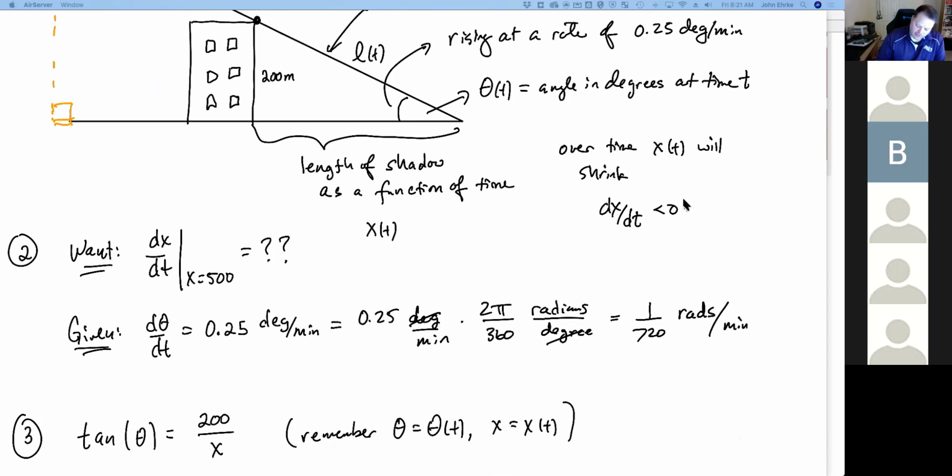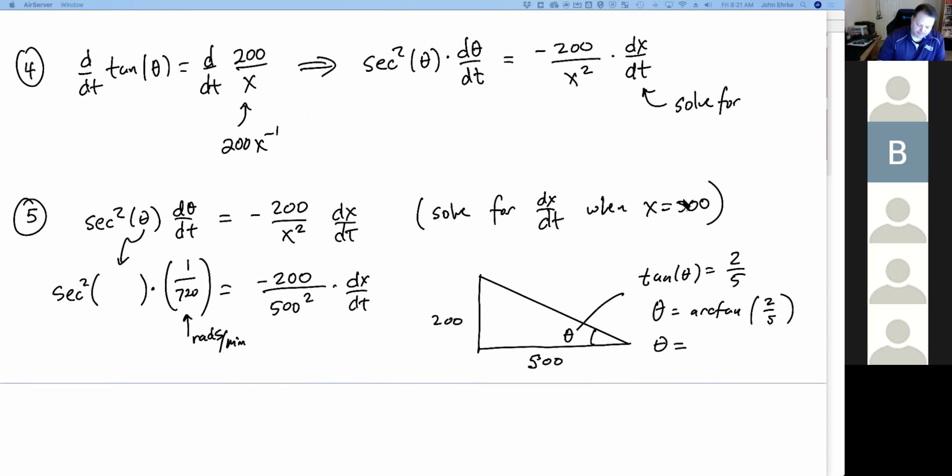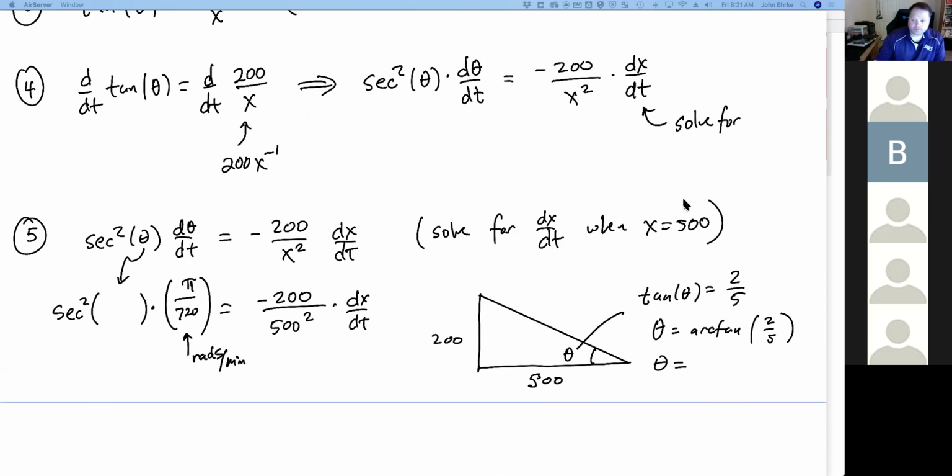Sorry, the pi didn't go anywhere. It should still be there. Pi over 720. All right, so now I need to figure out what theta is. I typed in arctangent of 2/5 and got 0.3805. And the reason why I need this measure to be in terms of radians is because when you plug this into your calculator, this number is going to be in terms of radians.